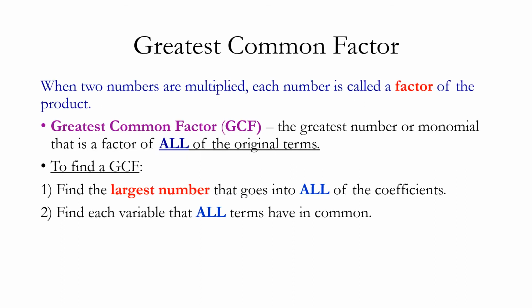So the greatest common factor: when two numbers are multiplied, each number is called a factor of the product. The greatest common factor is the greatest number or monomial that is a factor of all of the original terms. To find the greatest common factor, you have to find the largest number that goes into all of the coefficients and find each variable that all of the terms have in common.